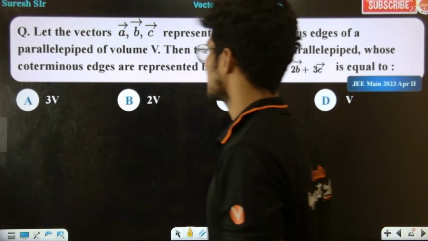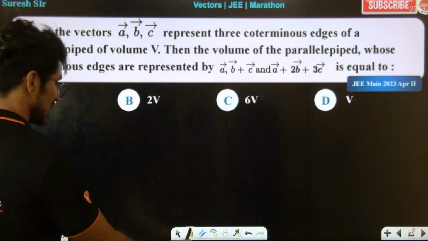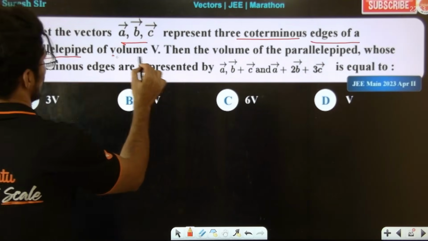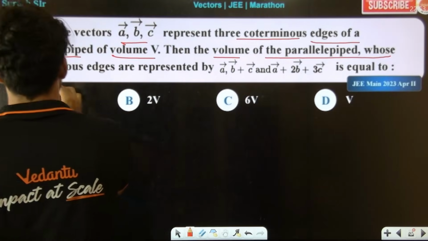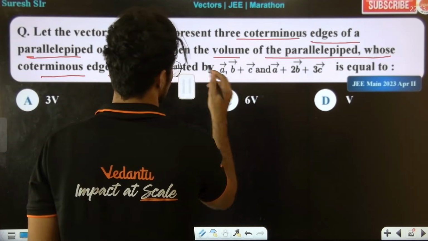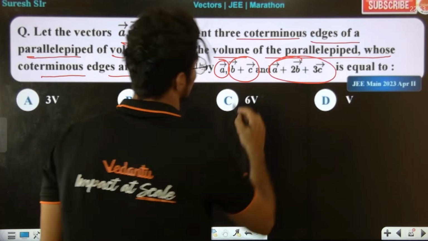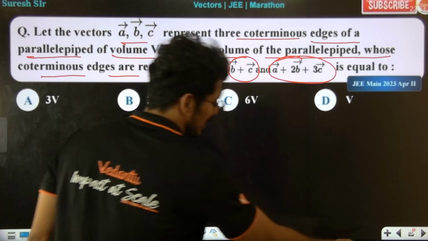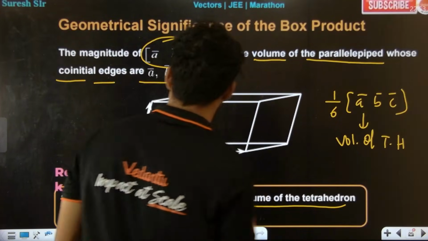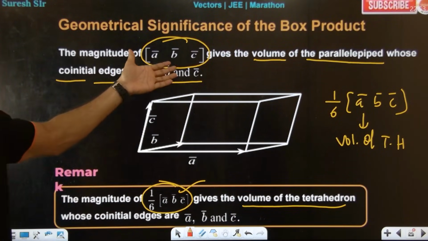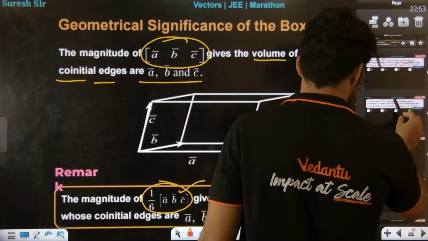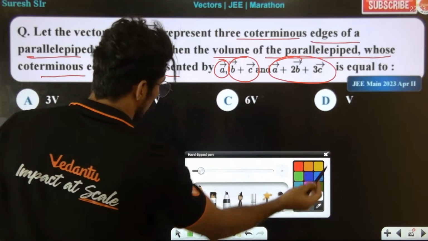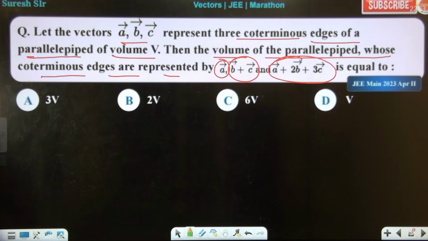The next question: let the vectors A, B, C represent the coterminous edges of the parallelepiped of volume V. Then find the volume of the parallelepiped whose coterminous edges are represented by these three given vectors. There are 3 edges of a parallelepiped given. I just showed you the parallelepiped diagram, this is how it looks. Our volume is box ABC. How is box ABC going to be?